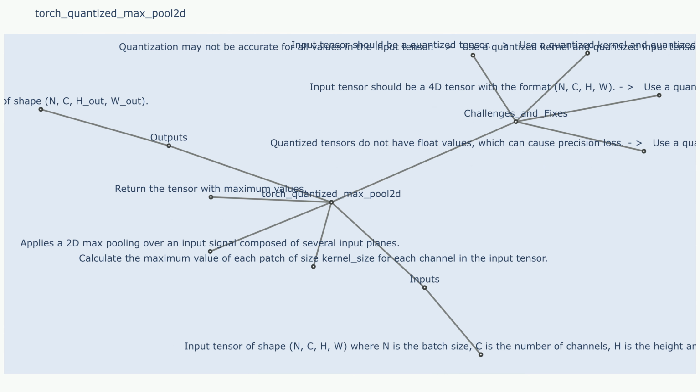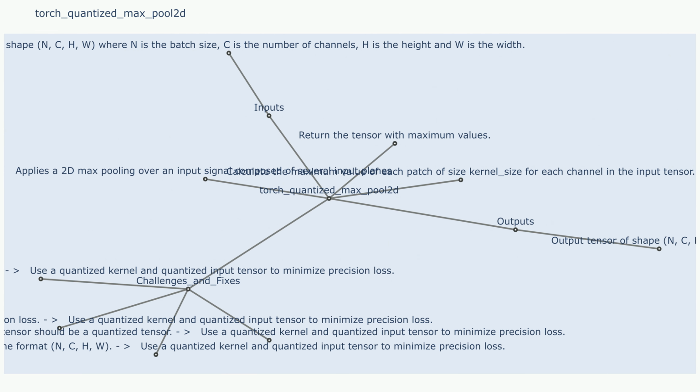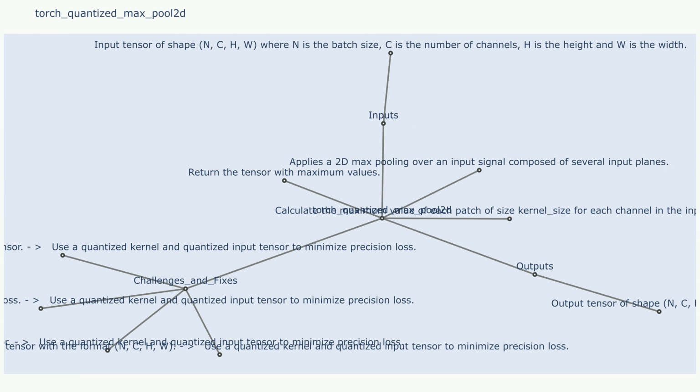Steps. For each window in the input tensor, the maximum value is computed. The maximum values are then assembled into the output tensor. Challenges and fixes. Challenge 1. Ceil mode can produce an output tensor with a different size than expected if the input tensor has a non-standard size. Sample use case. Input tensor with height and width divisible by 3.